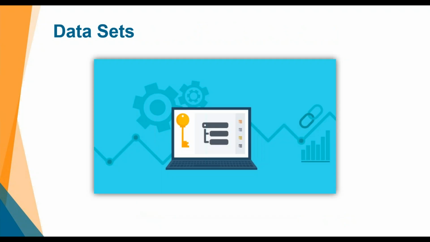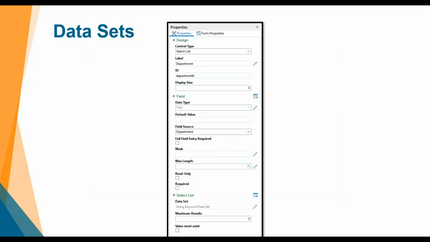Now let's talk about data sets. Some fields in a form are configured for users to choose from a predefined list or data set. You can use the drop-down select list next to these fields to select a value. To configure your own data set, choose the select list type from the drop-down of the Properties window for your keyword.